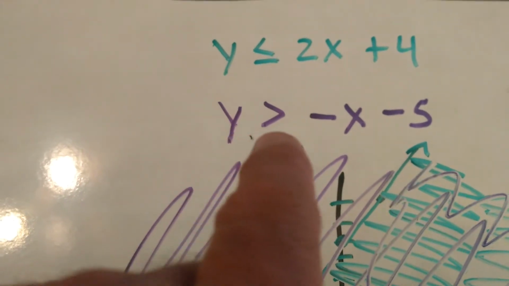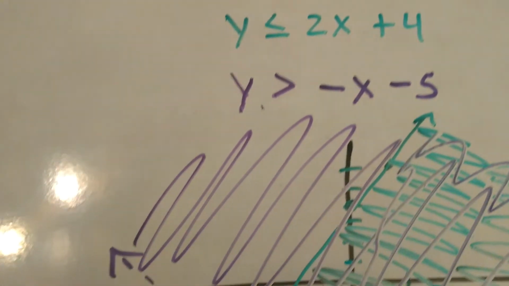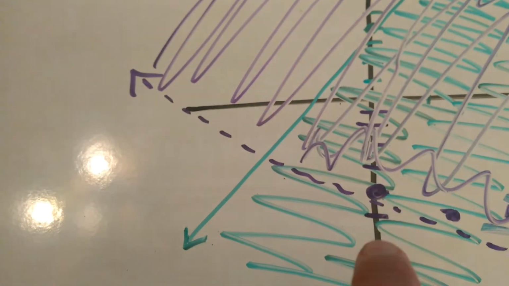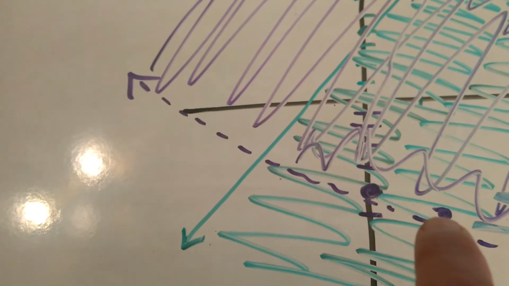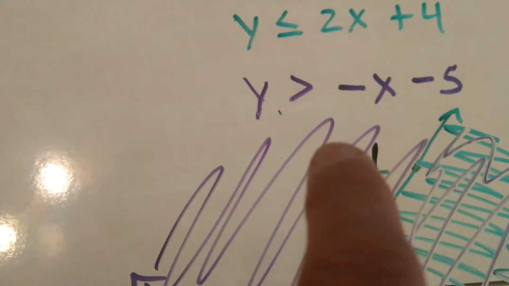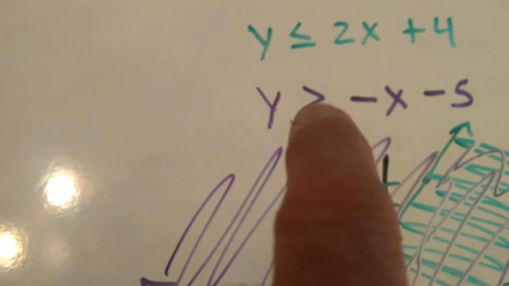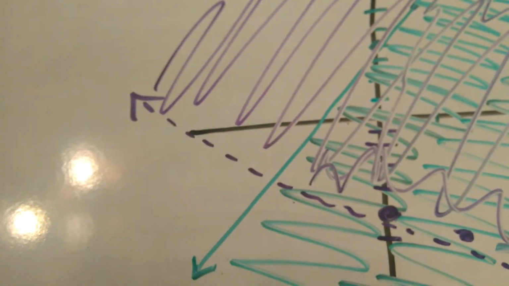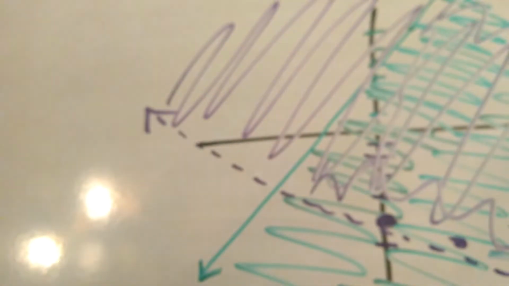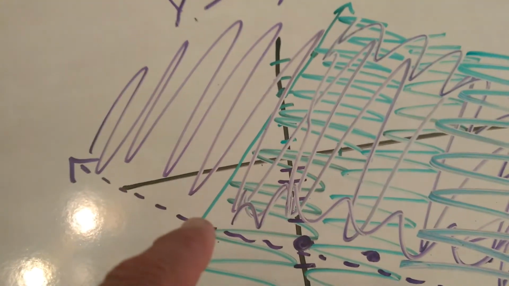Here we have y greater than negative x minus 5. So what's happening here, I'm starting with negative 5. I'll go down 1 and over to the right 1. It's a dashed line because it is just greater than, no equal to. So every time we do that, we have a dashed line. Because it's greater than, it's everything above the line. And so you can see our solution here is right here where the green and the purple come together.